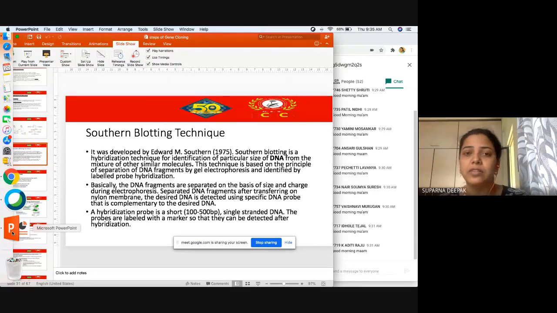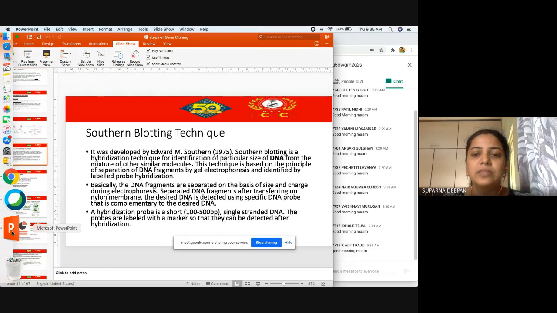But this particular method was developed for DNA, and so from the name of the developer, that is Edward M. Southern, the Southern blotting technique, it was named. Okay, but now we also have the Northern technique, we have the Western technique, which is for your RNA and proteins respectively.